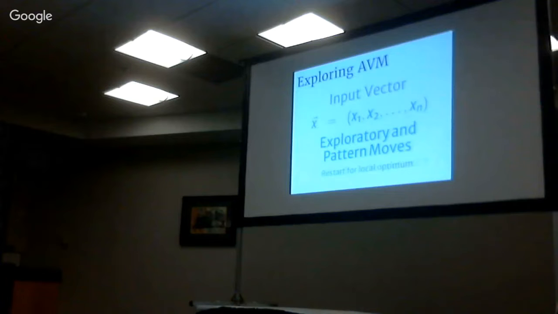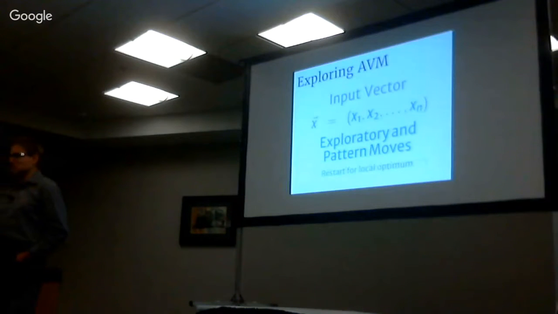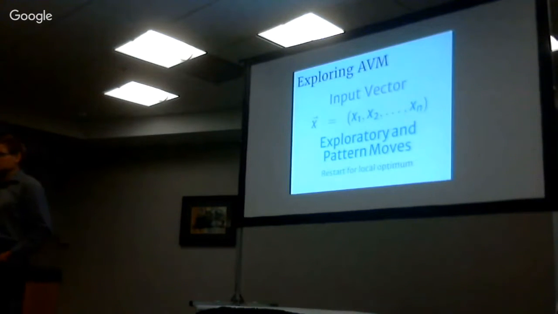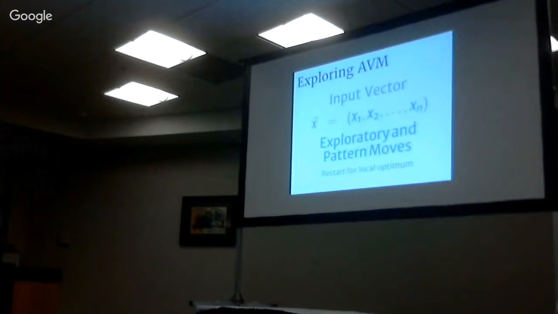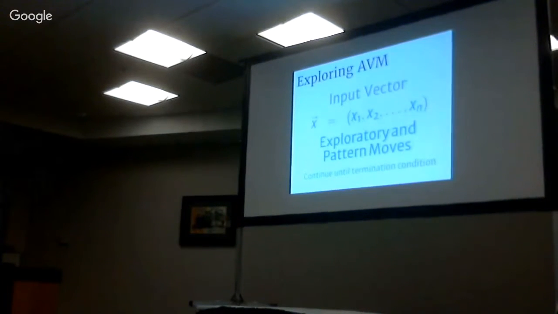Now, of course, there may be some situations in which the AVM gets stuck at a local optimum. When that happens, we're going to have to restart the search according to various standards, such as a random restart. It's also possible for the algorithm to continue until some termination condition is met. That might, for example, be when the search has become quiescent, or when we've operated up until a fixed number of iterations for the algorithm.